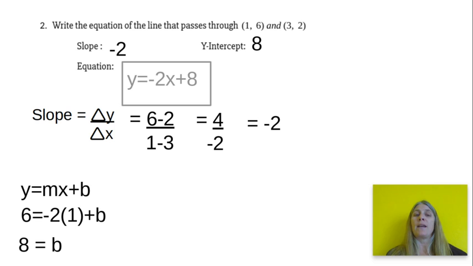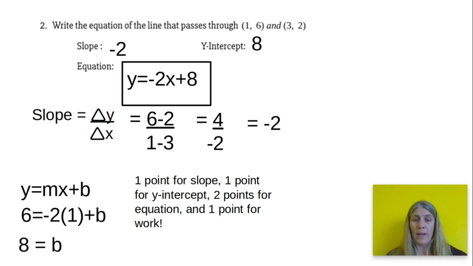We're now going to write that in our equation form. You get 2 points, one for putting the slope in the correct position, and one for putting your y-intercept in the correct position. So y is equal to negative 2x plus 8, and you get that final point for your work. So once again, we're going to have 5 points for this problem.